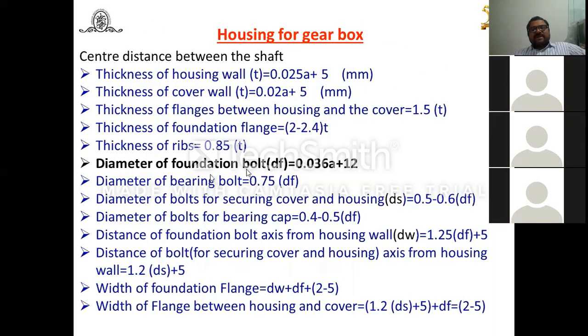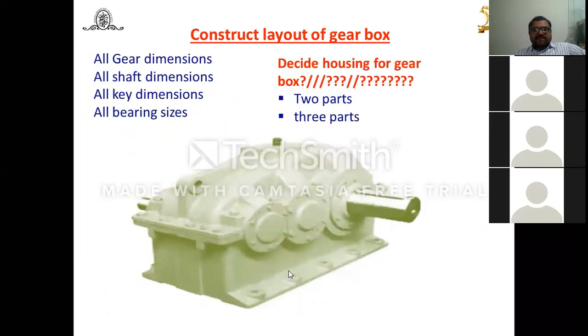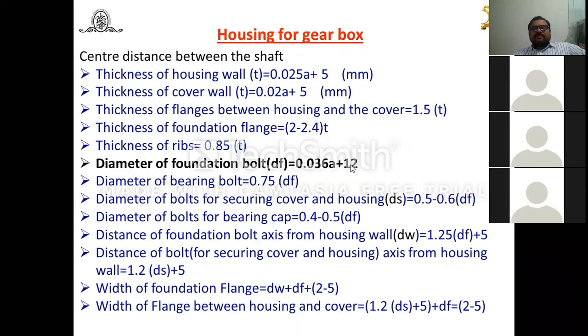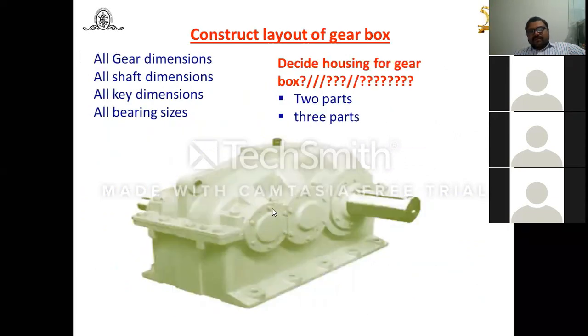Then the diameter of the foundation bolt. How to find out the diameter of the foundation bolt? These bolts, look at this diagram here. For that purpose, the relation given is 0.03A plus 12. Then the diameter of the bearing bolt. Bearing bolt means, here, for the bearing cap, the bearing bolts are used to fit it here.